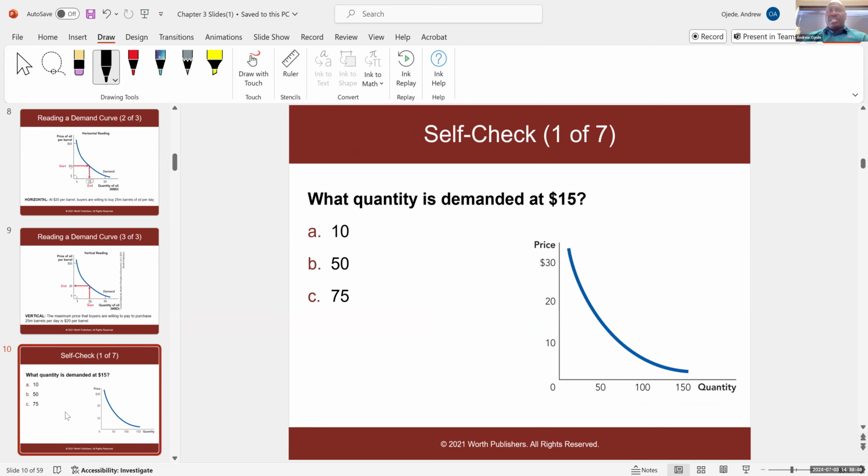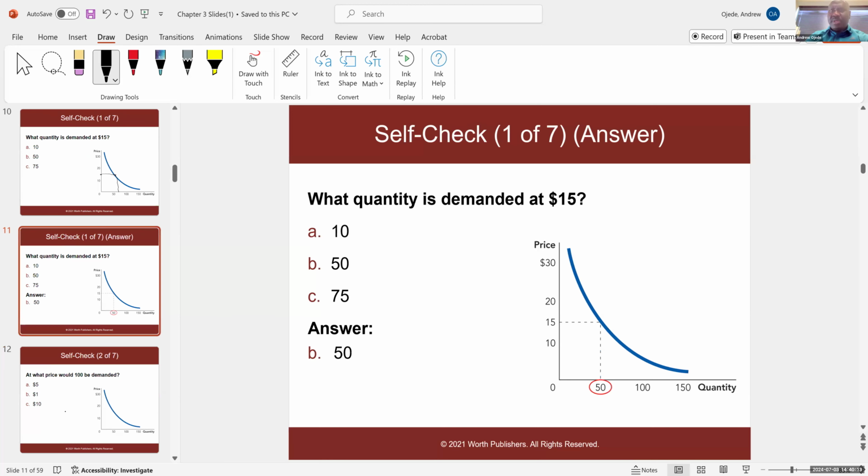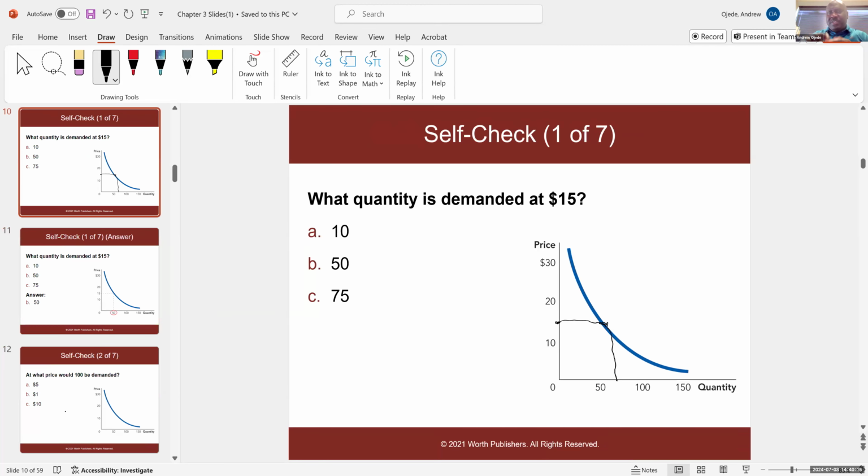So just do a couple of self-checks here. What quantity is demanded at $15? This is pretty straightforward. Price is on the vertical axis, so 15 lies between 10 and 20. So 15 is around here. We draw a line across, hit the demand curve, then read that quantity down here. So that seems like it's going to be 75. No, sorry, I made a mistake. It should be 50. I'm sorry, I drew my graph in a weird way. So this should come down here. Yes, so it's 50.